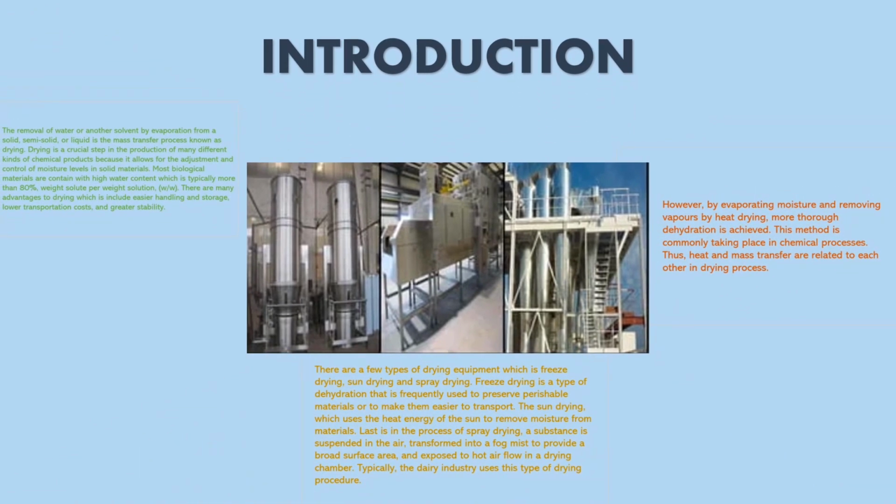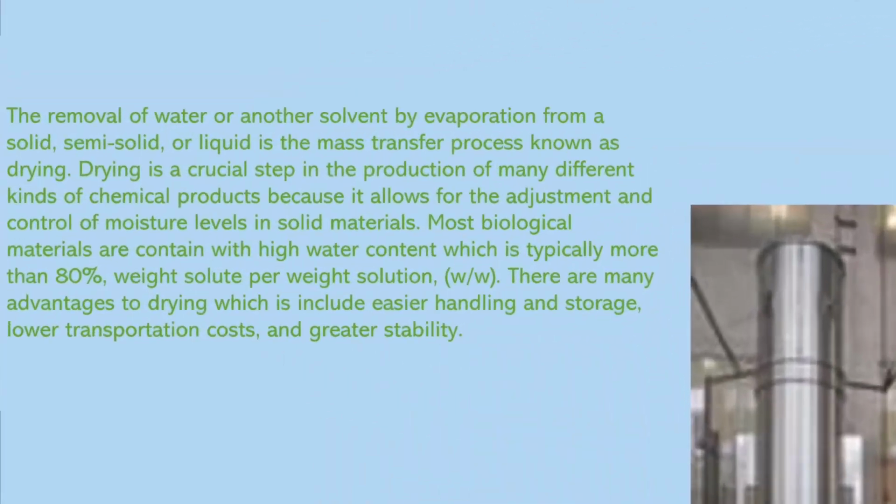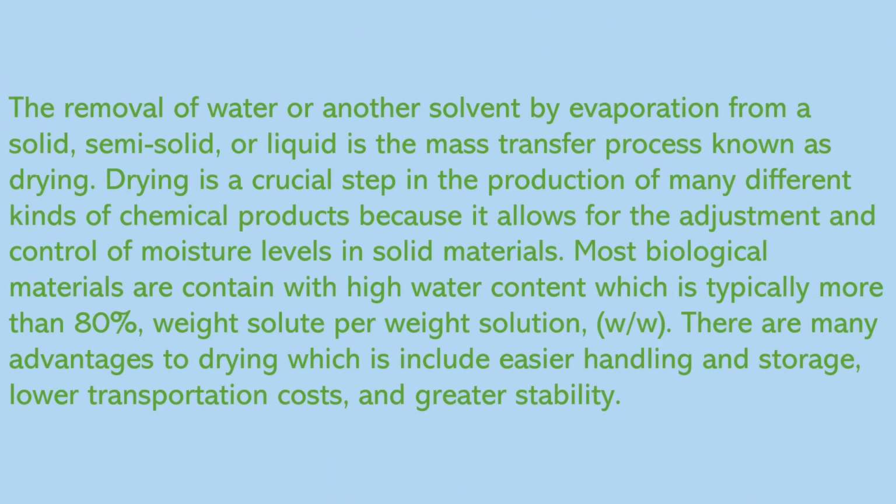The first one is introduction of drying equipment. The removal of water or another solvent by evaporation from a solid, semi-solid or liquid is the mass transfer process known as drying. Drying is a crucial step in the production of many different kinds of chemical products because it allows the adjustment and control of moisture level in solid materials.